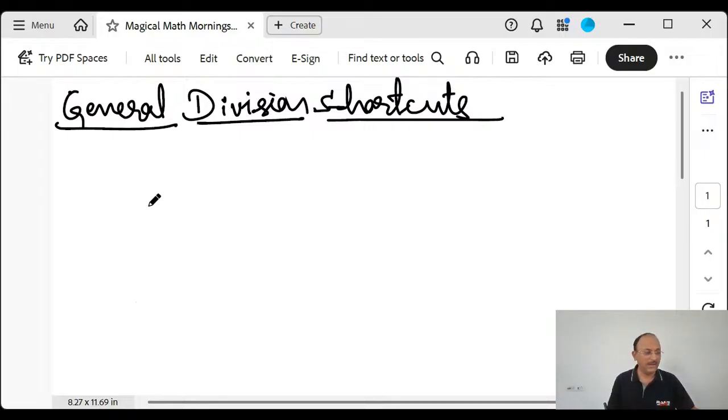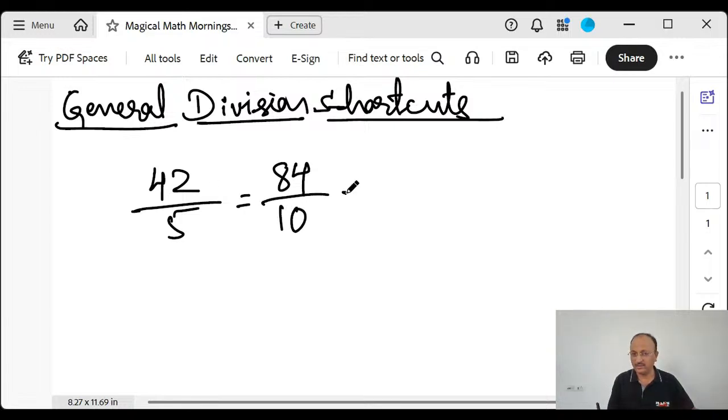For example, I want to divide 42 by 5. Instead of this, what do we write? We double both. 84 by 10 I can write. So it is very easy. 8.4. So whenever you have to divide by 5, you just multiply the numerator by 2, or just double it, and leave one place and keep the decimal: 8.4.